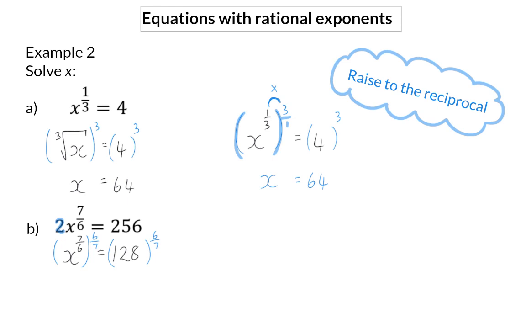Now it is important to show all your steps. On the left-hand side, we can simplify to x to the power of 1, but on the right-hand side, you first have to change that 128 to 2 to the power of 7. Now I can simplify that 2 to the power of 7, to the power of 6 over 7, and I do that by multiplying the exponents and getting 6. This, of course, is 64.